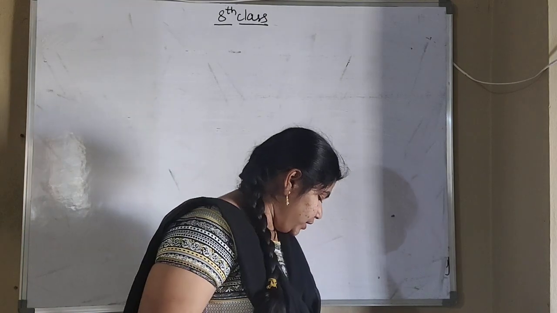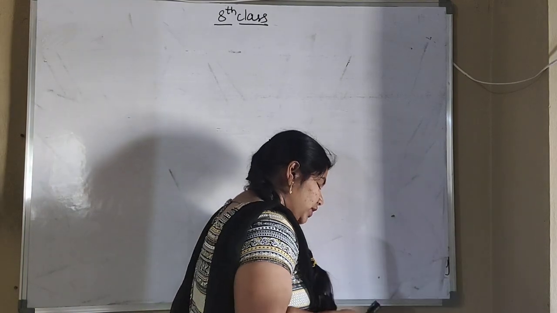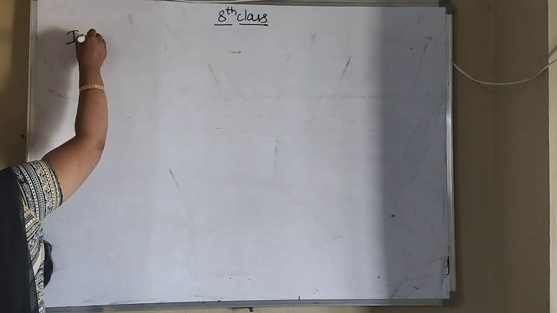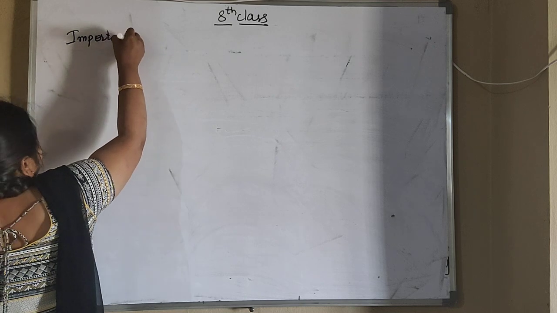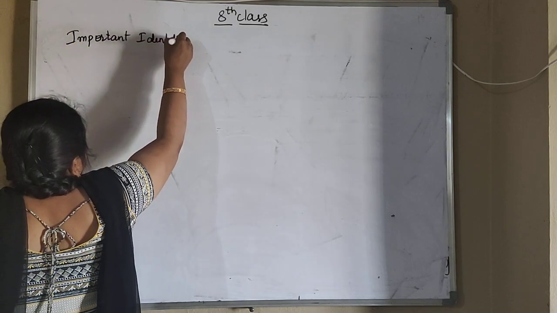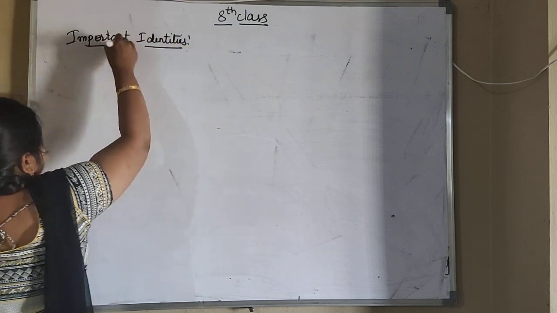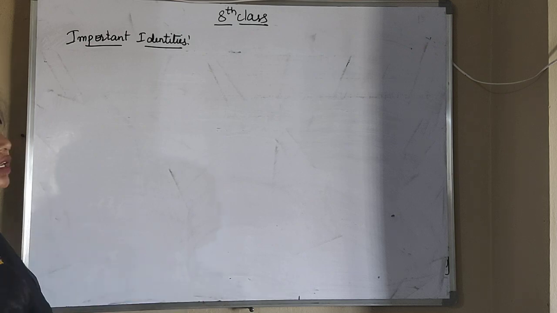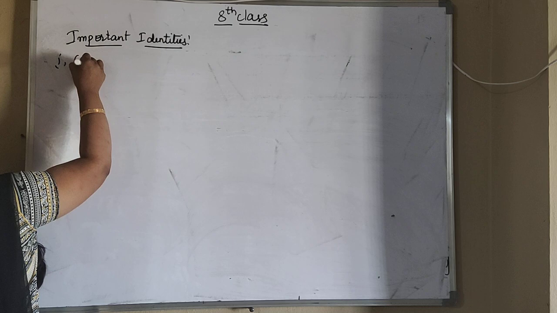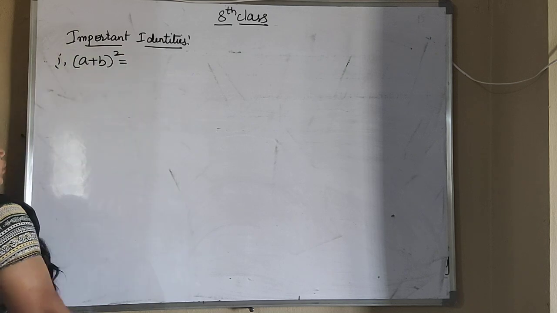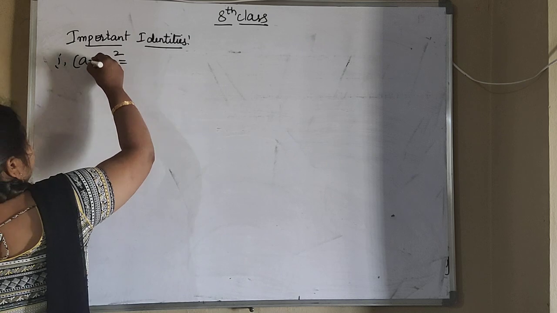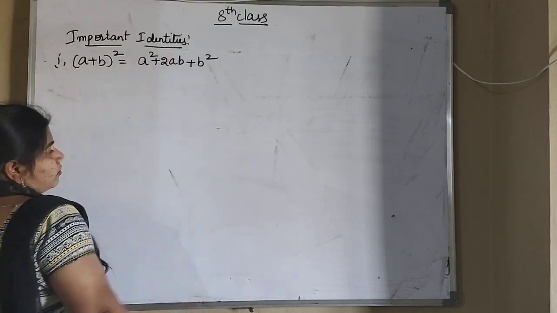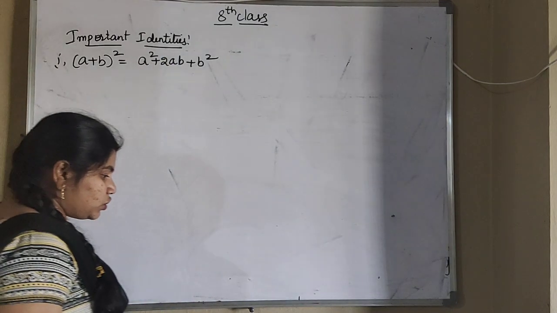We will see what the important identities are, and how we got the identities also we will learn. So what is the first identity? An identity is nothing but a formula we will use in the next problems. So first one, (a plus b) whole square. What is the identity of this? That is a square plus 2ab plus b square. So this is our first identity.